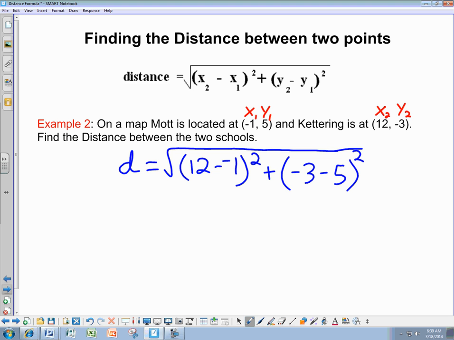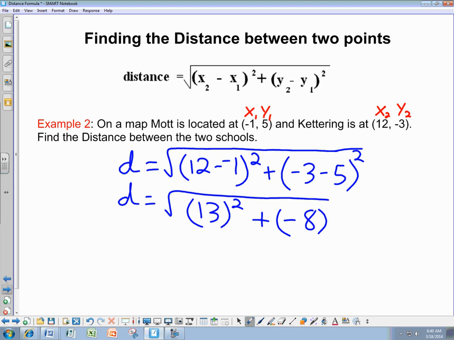Okay, so this time I have my equation. I'm going to go ahead and start doing the math inside of it. So 12 minus a negative would be like adding, so that's going to be 13 squared. Negative 3 minus 5 becomes a bigger negative. That's going to be negative 8 squared.